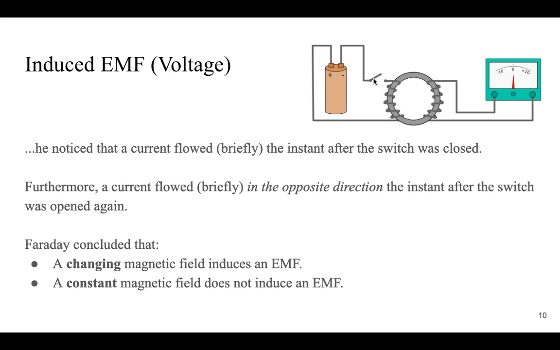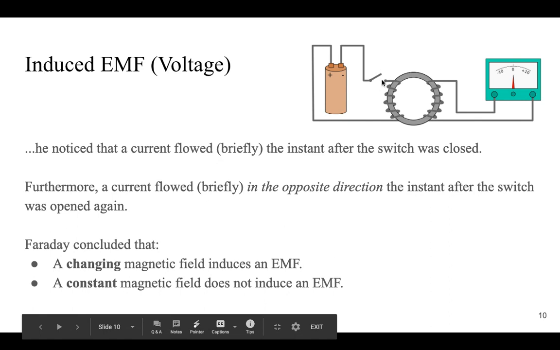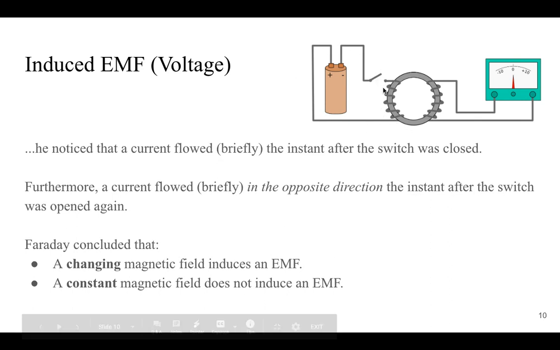And then when he opened the switch again and the current stopped flowing over here, he would briefly get a current over here on the right side in the opposite direction from the first one. What he concluded from this is that a changing magnetic field induces an EMF, an electromotive force, a voltage, but a constant magnetic field does not induce an EMF. The instant he closes the switch, current starts to flow, and we get a changing magnetic field through this core, and that changing field creates this. After the switch has been closed for a while and the current's just flowing, we have a constant magnetic field that doesn't induce a current. So the changing thing is the key.